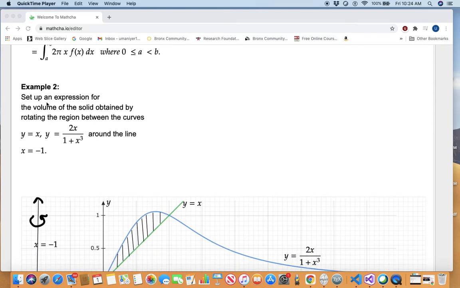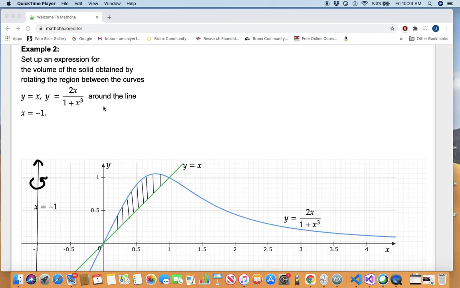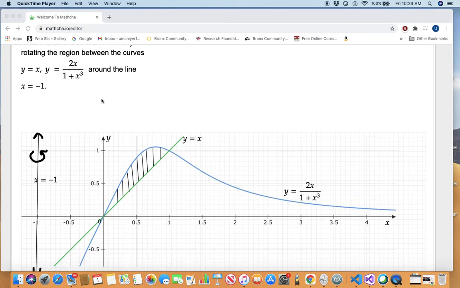Example 2, set up an expression. So they are not asking you to evaluate. Simply set up an expression for the volume of the solid obtained by rotating the region between the curves y equals x and y equals 2x over 1 plus x cubed, around the line x equals negative 1. So it helps to draw a picture.